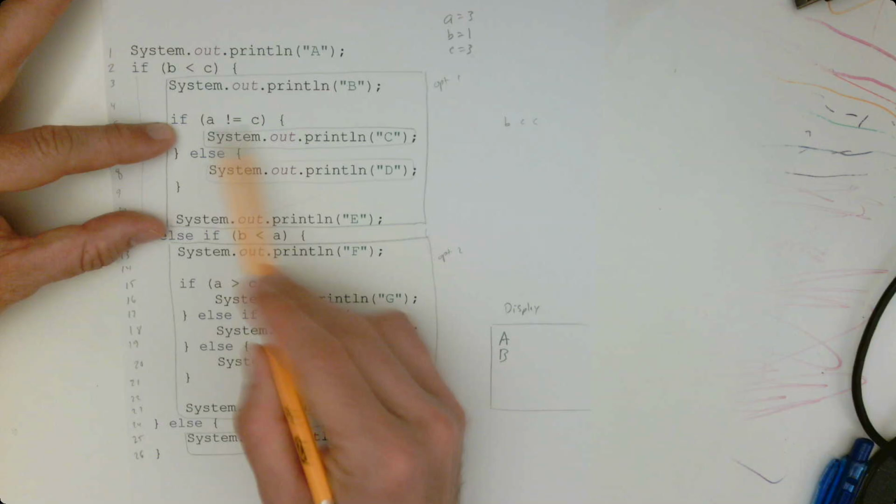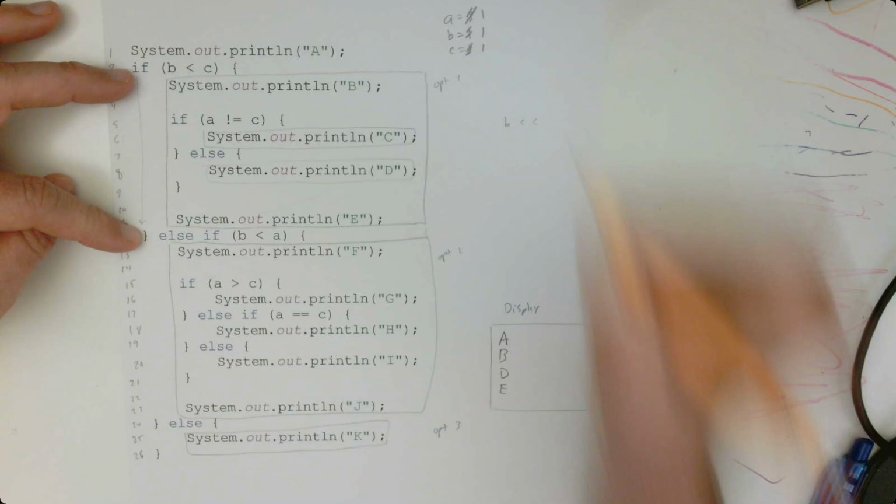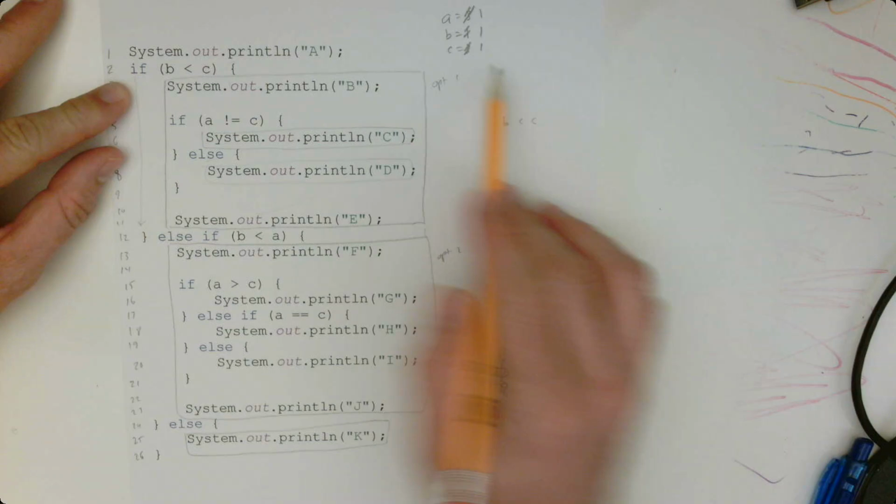Let's do another one. Let's take a look and see what happens if A, B, and C are all equal to 1. So if they're all equal to 1, we print A no matter what. And then we ask, is it true that B is smaller than C? And the answer is no, because A is equal to C. So that means we skip this entire block, because you'd only evaluate this if the if statement evaluated to true.